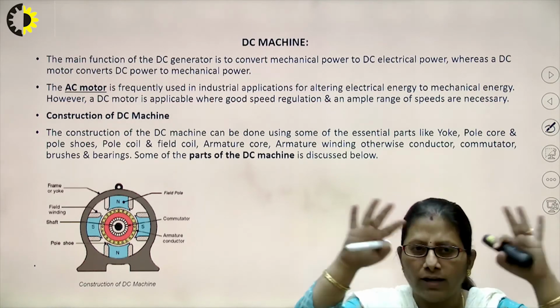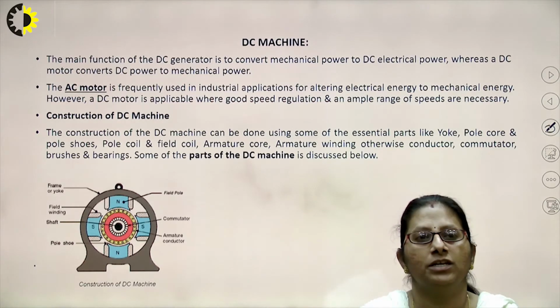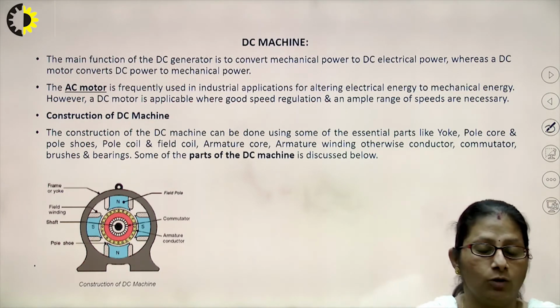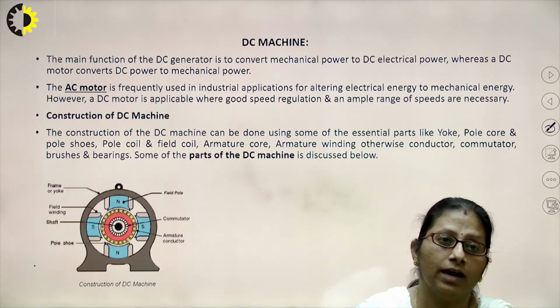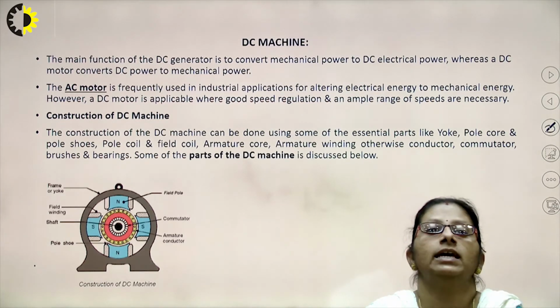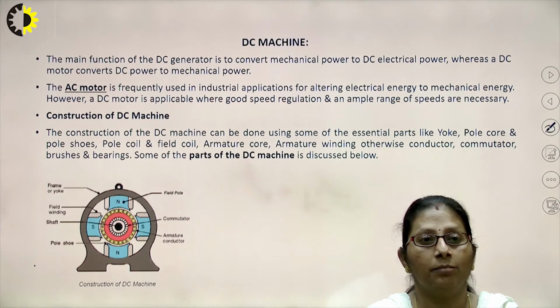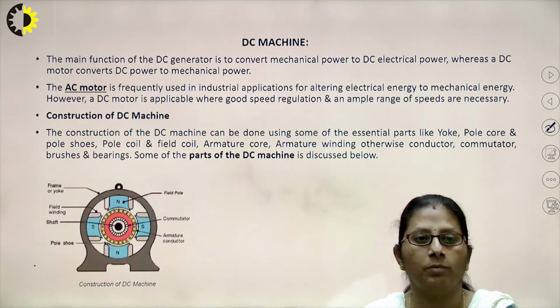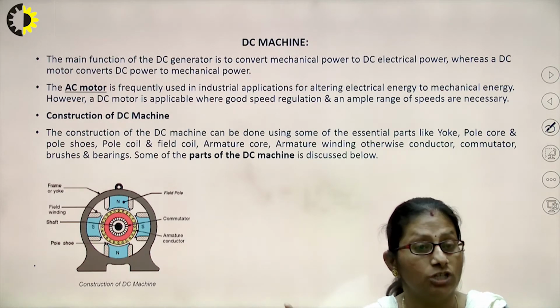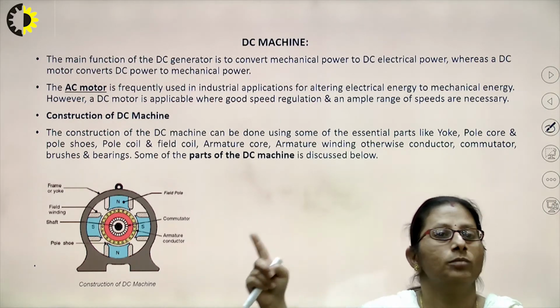If I broadly classify the types of electrical machines, it can be based upon the kind of input they are taking, which can be either AC or DC. So I may have DC machines, and I may have AC machines. Once again, a machine is either a generator or a motor.